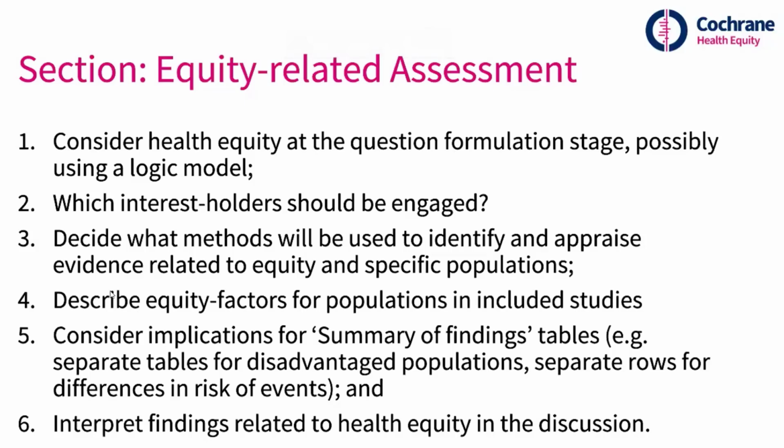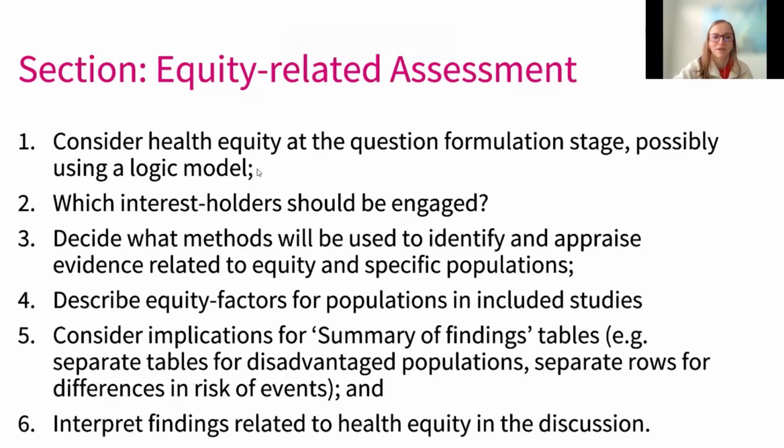Okay, perfect. So in the equity related assessment, there are 6 main ways that you can think about health equity. And we'll also tell you about how you can carry these throughout the other parts of the review. So the first is to think about health equity when you're planning your question and maybe consider using a logic model. Think about who you should engage to improve your review. Think about the methods that you might use to identify and appraise the evidence related to equity in specific populations. Describe what you find in your included study. So what are the characteristics of the population that you've included? And then think about how you could report this information in summary of findings tables, and then also how you might interpret that in the discussion of your review.